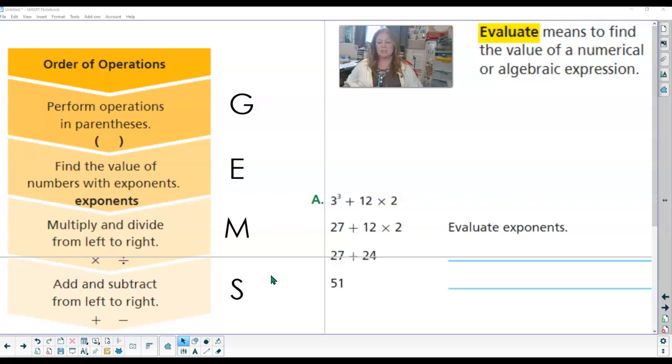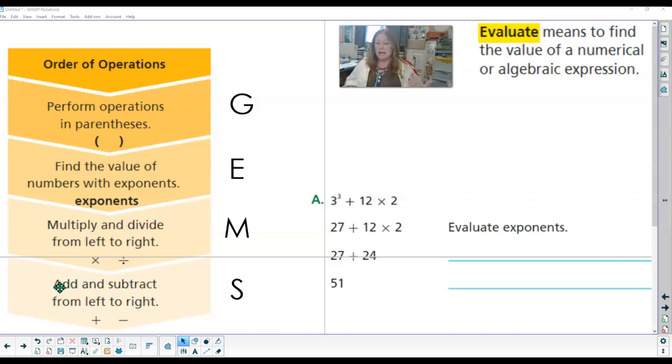For 8.2, task number 3, we're going to be using that order of operations. So we're going to be using that GEMS. So first we need to do the groups inside the parentheses, then solve anything with exponents. Then we do our multiplicative operations, so our multiplication or division, whichever comes first, as we read along left to right. And then any of our subtraction operations, subtracting or adding, left to right.